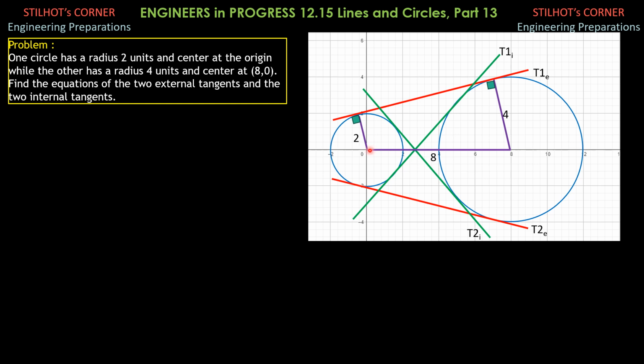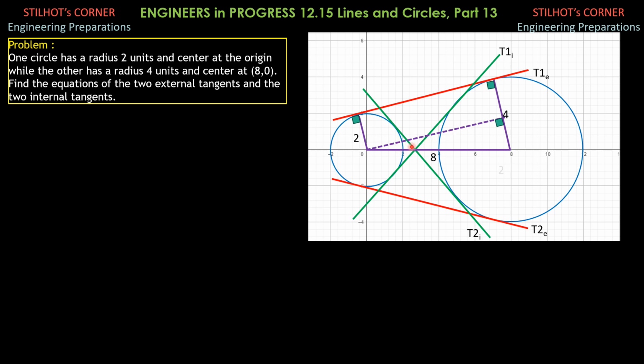So if we draw a line from the center of the smaller circle perpendicular to this radius of 4, then that line will be parallel to this tangent line, external tangent line 1. And therefore, the slope of that line is also the slope of this line here. We can analyze the angle that this dashed line, parallel to the first external tangent, makes with the positive x-axis.